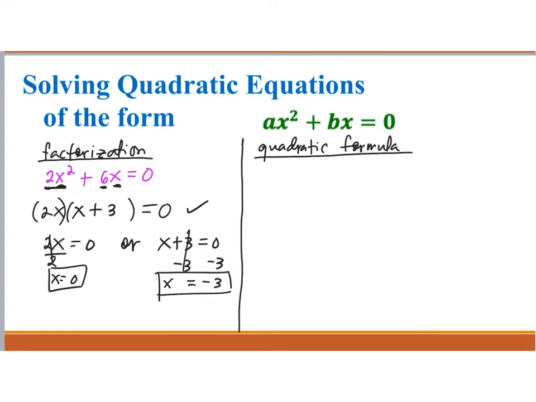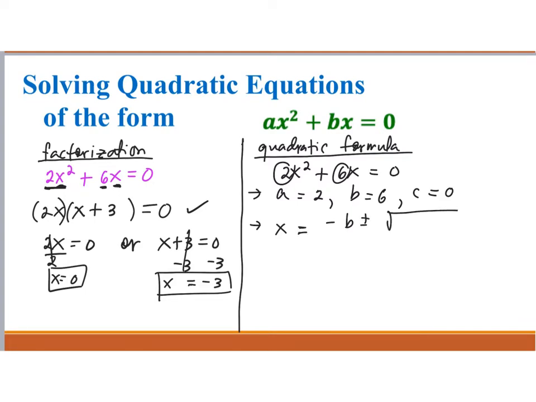Now, let's see how it goes if we use the quadratic formula. So you have 2x squared plus 6x is equal to 0. Let's first identify your a, b, and c for the quadratic formula. Our a here is 2. Our b is 6, the coefficient of x. And because we don't have a c, c will be 0. And for the quadratic formula, x equals negative b plus or minus the square root of b squared minus 4ac, all over 2a.